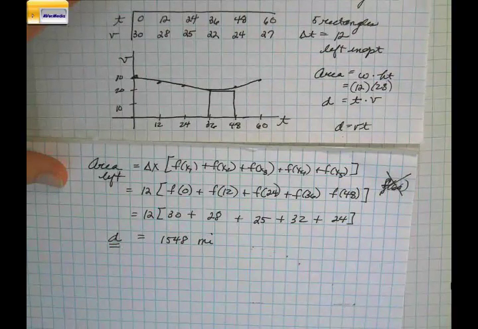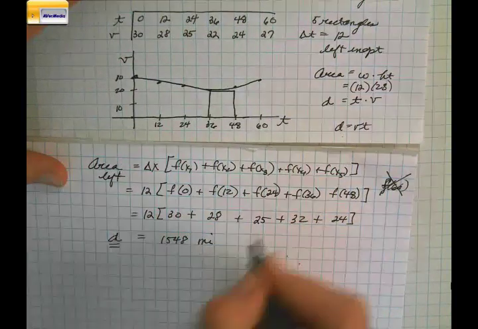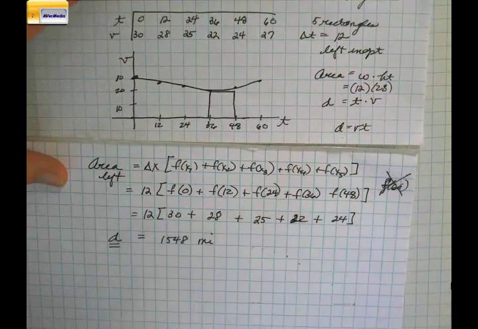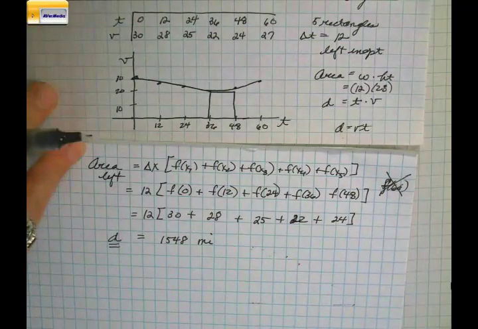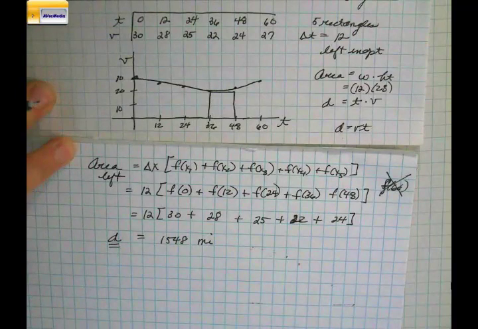Did I do one of them wrong? At 36, it should be 22 right here. Okay, thank you. There it is. 30, 28, 25, 22, and 24. You probably typed it incorrectly, even though I had it written incorrectly.